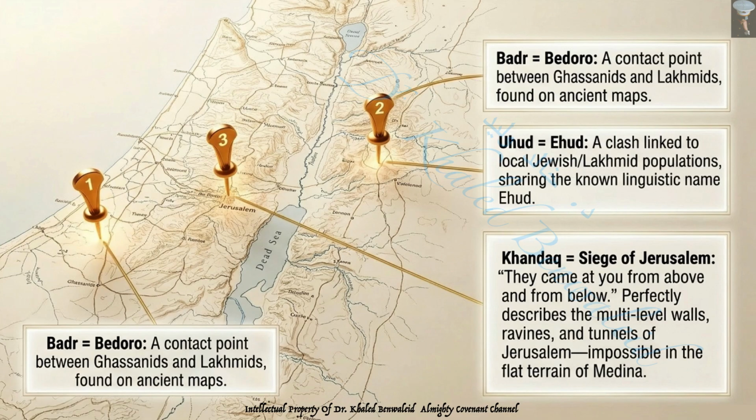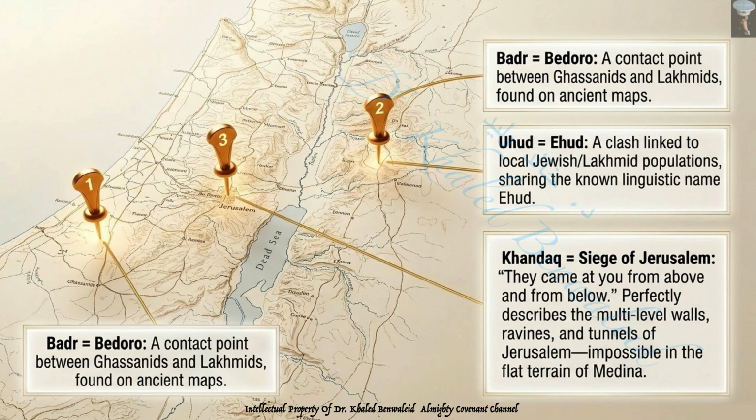Let's test this timeline against the famous battles. Take the Battle of Badr. Traditionally, that is in 624 CE, a clash between Meccan and Medinan forces. How does Walid remap Badr? Dr. Walid uses a combination of linguistic markers and Levantine geography to relocate Badr. On his revised timeline, this first major engagement occurs in 623 CE.